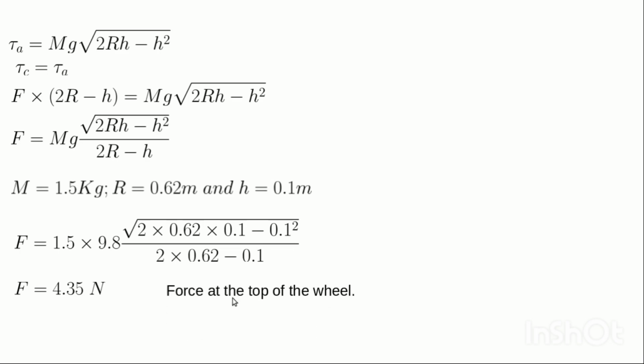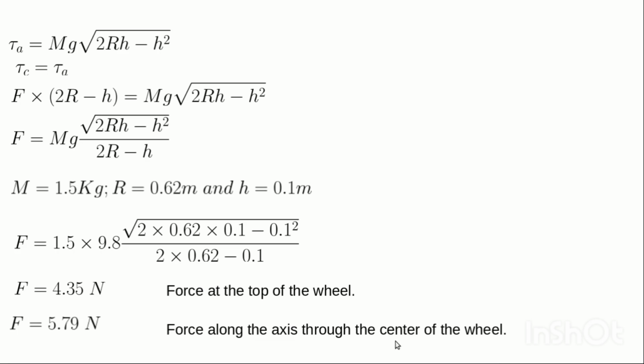So this is the least force at the top of the wheel, or a little bit above it, right? If you compare with the previous video, where the force acted along the axis through the center of the wheel, we have F equal to 5.79. That is the force along the axis through the center of the wheel. So you notice that the least force at the top of the wheel is far lesser than the force through the axis at the center of the wheel. So we can see that this one is smaller than this, right?